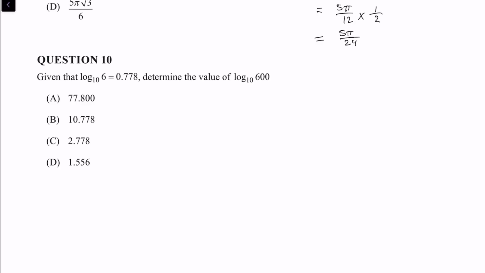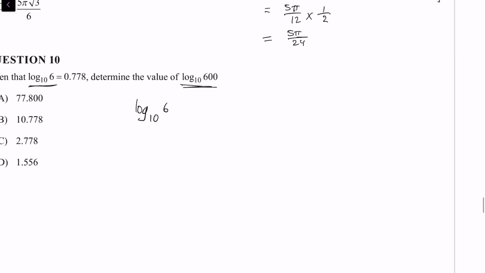Given that log base 10 of 6 equals 0.778, determine the value of log base 10 of 600. So this is quite an interesting question, but basically it just requires us to apply log laws. So we can find a relationship between log base 10 of 6 and log base 10 of 600.